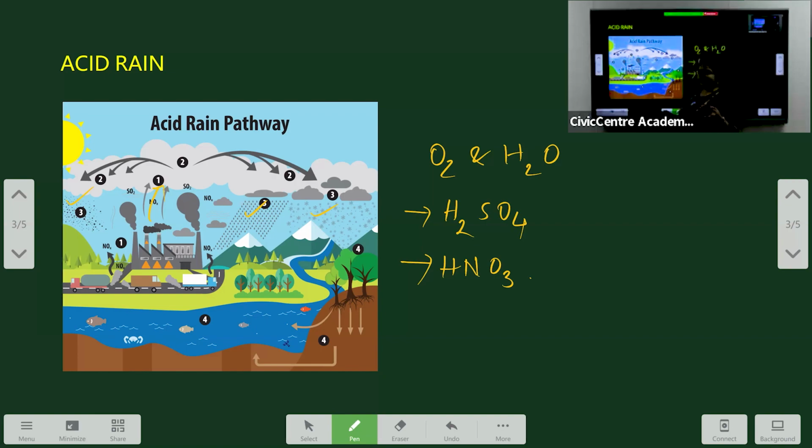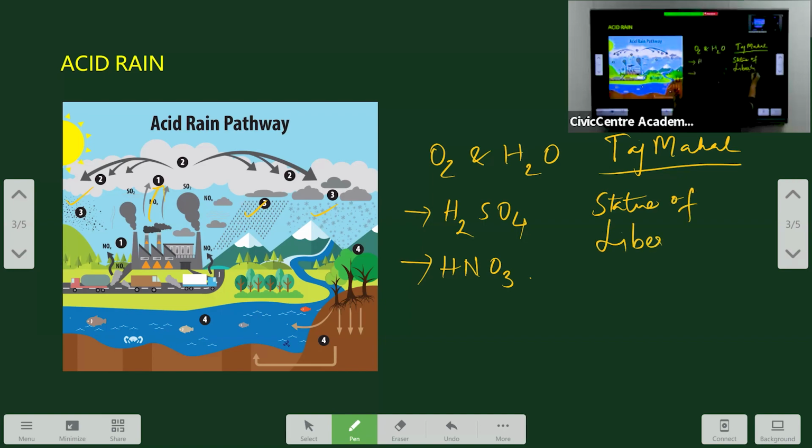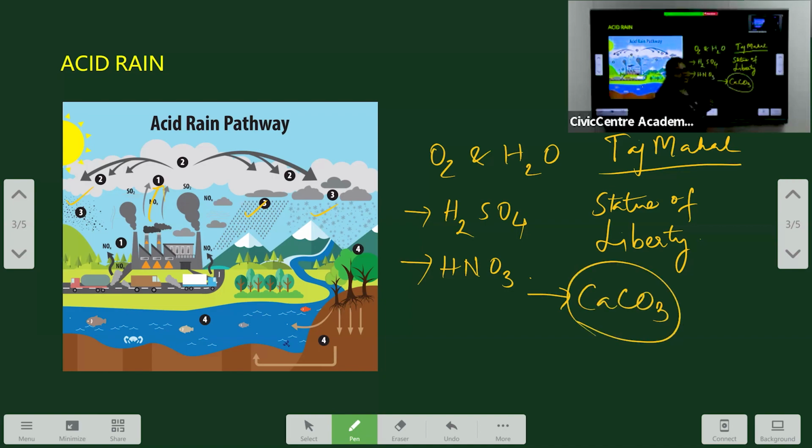We can see the example of the Taj Mahal here. The Taj Mahal that is surrounded by the industries has started to scale and become yellow in color. This is due to the acidic deposits that have been scaling the marble. Right. And the same happened with the Statue of Liberty. We all know that the Statue of Liberty is made of copper, but now it tends to appear in green color. This is because of the pollution and the acidic components in the air that are forming the layer of calcium carbonate, which appears to be green in color.